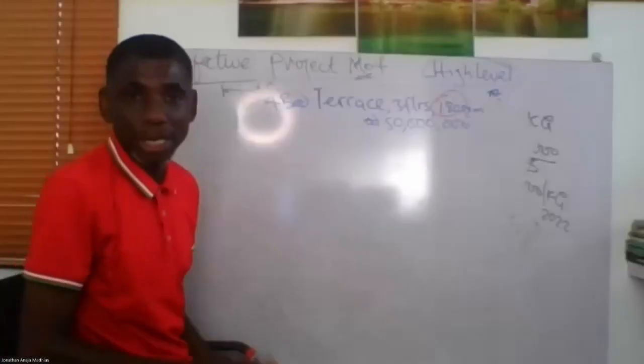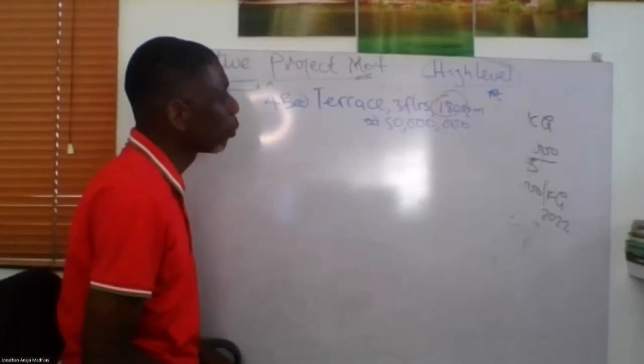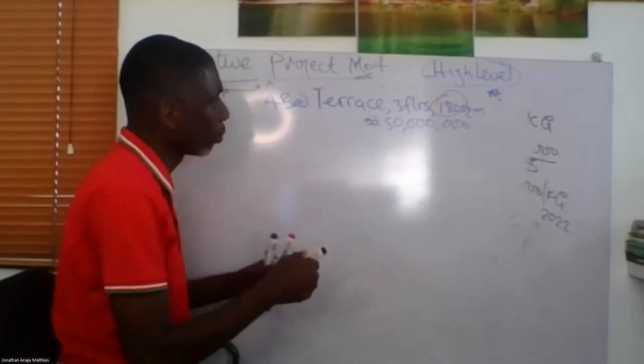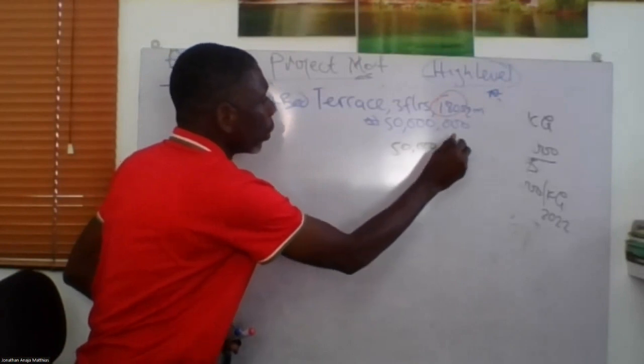The footprint. I'll be looking for the footprint. Right. Now, when I get the footprint or the area, what will I do? I will go to the one I just completed and do 50 million divided by 180.